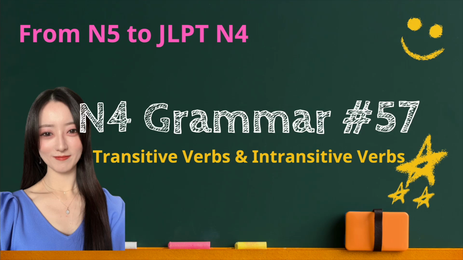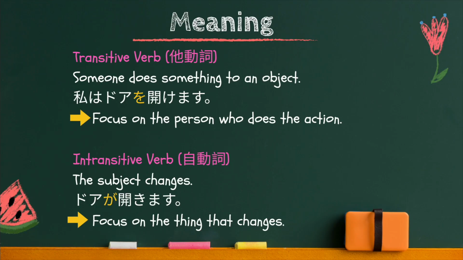From N5 to JLPT N4, this is lesson number 57. So today let's talk about this grammar point, transitive verbs and intransitive verbs. So in Japanese, there are two types of verbs. One is called transitive verb, and the other one is called intransitive verb.